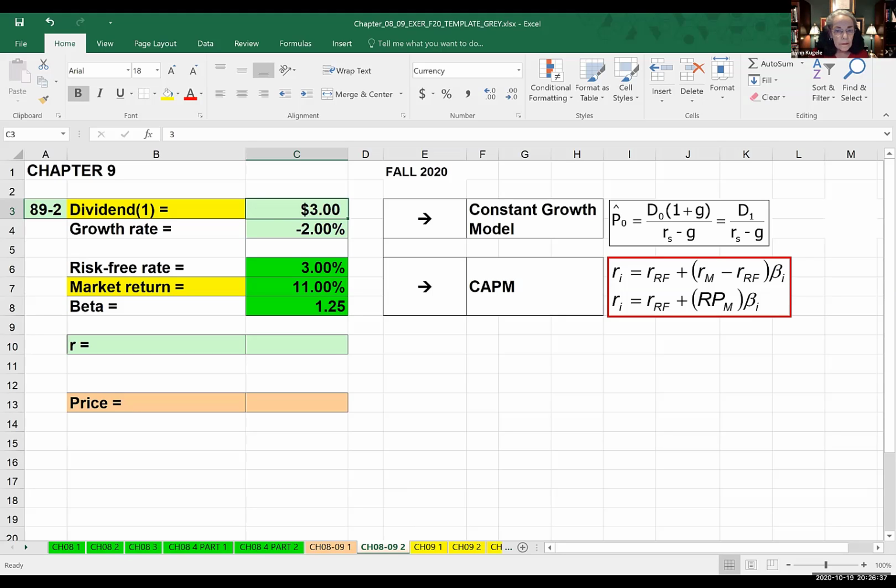And I will go back to the solution on it. There you go. Okay, the required return is the risk-free rate 3 plus 11 minus 3, because now I'm in the upper equation, times the 1.25. So the required return is 13. When you put that in the constant growth, oh, why are these so small. There you go. D1, I've already got 3%. 13% minus a minus 2 becomes 15%. So be careful of that.